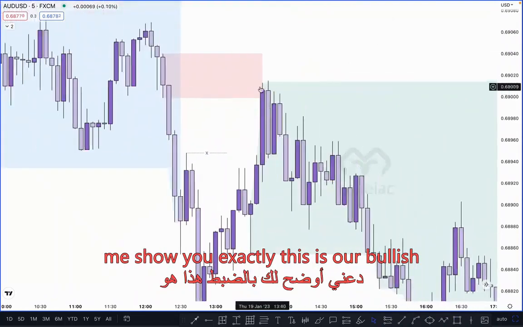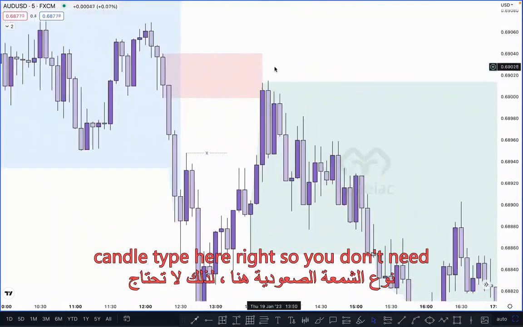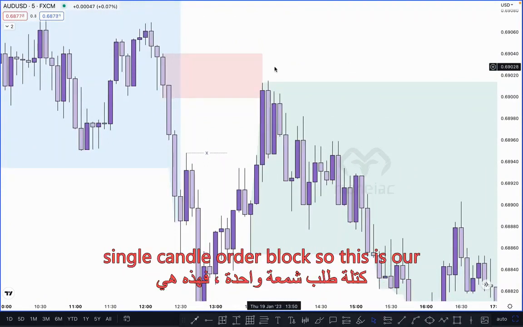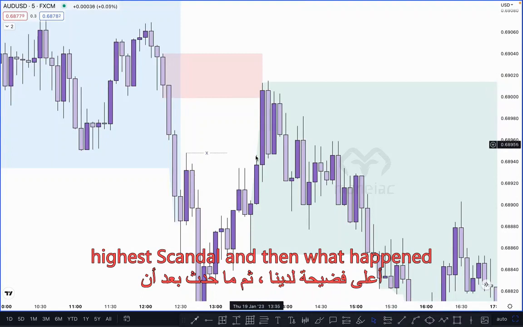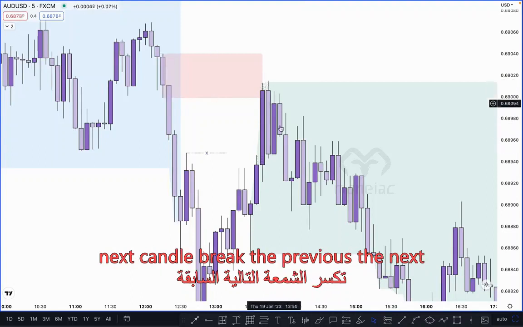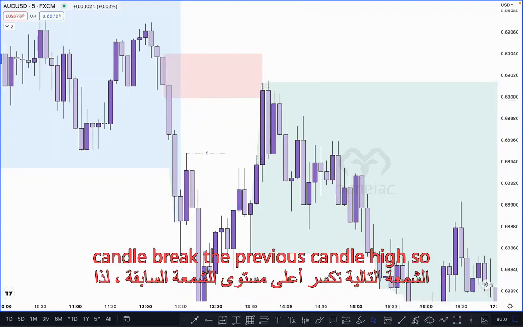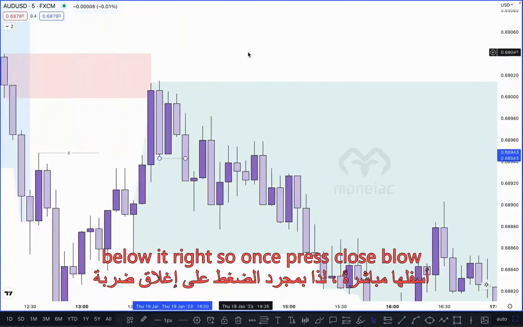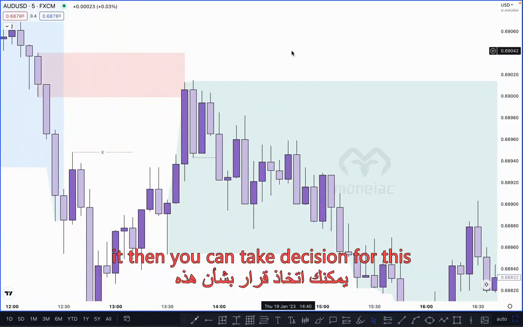This is our bullish candle tapping here, right? You don't need to sell directly here. You can take additional confirmation based on the single candle order block. This is our highest candle, and then what happened? The next candle broke the previous candle high. So you have to wait for a candle to close below it, right? Once price closes below it, then you can take a decision to sell.